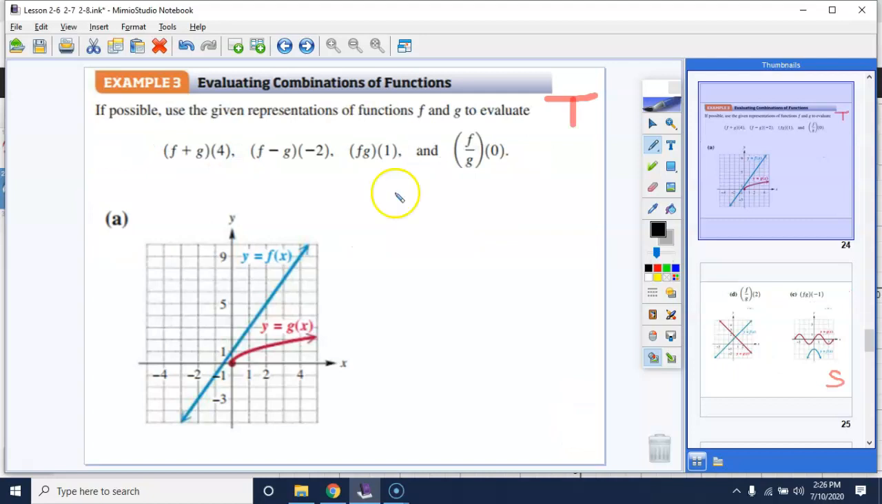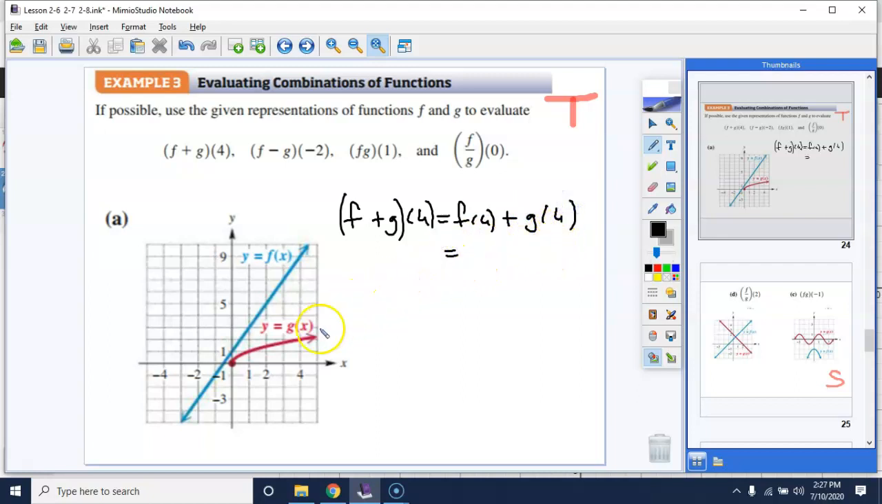So how do we calculate this if we don't have an equation to plug in? Like how do we calculate if we have a graph this time? Same thing. I'm not going to do something crazy. So let's say on this one, I'm looking for f plus g of 4. Which means I'm going to find f of 4, I'm going to find g of 4, and I will add them up.